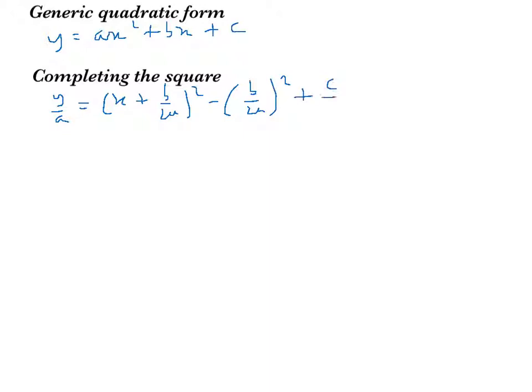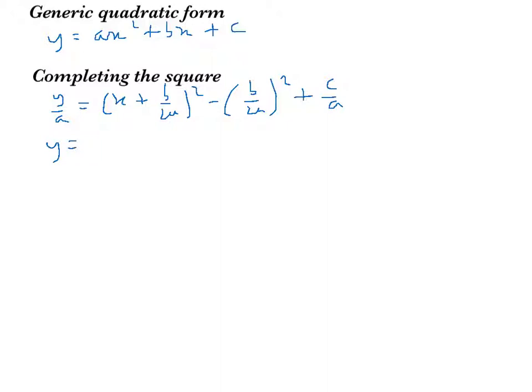So, a bit quicker: y equals ax squared plus bx plus c, completing the square formula, y over a equals x plus b over 2a, all squared, minus b over 2a, all squared, plus c over a. Stress, we must know this formula, and we must know that at the end of completing the square we're going to times both sides by a to get it in the form y equals.